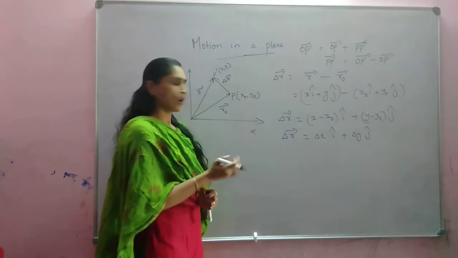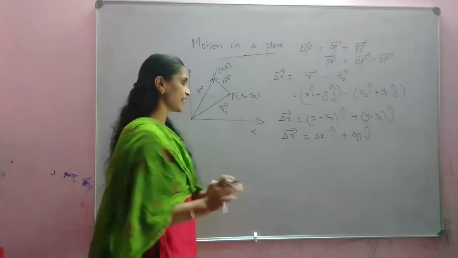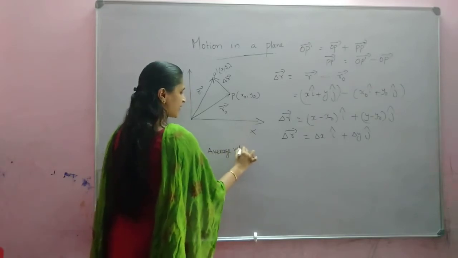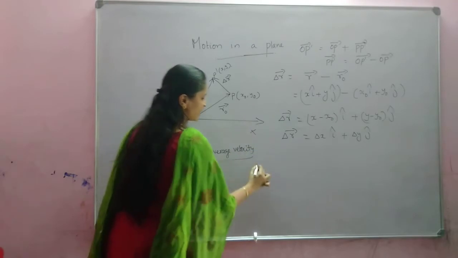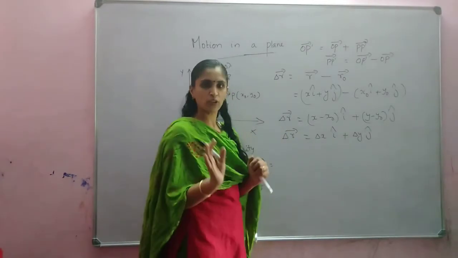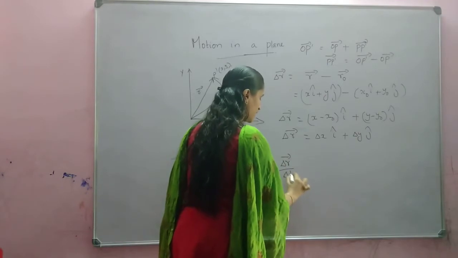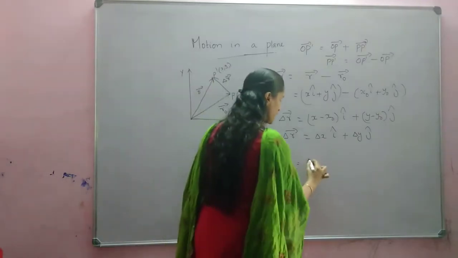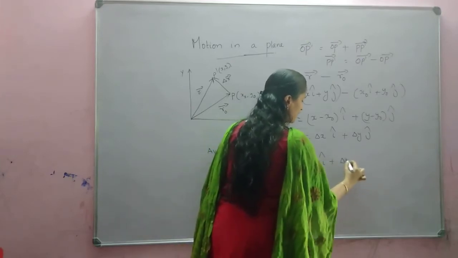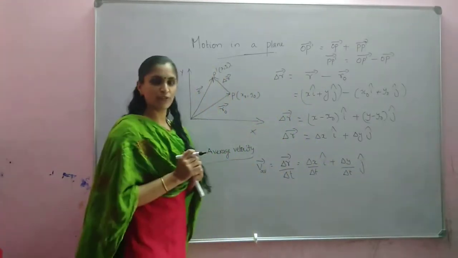Now if we want to find the velocity vector, the average velocity, how can we write it? Very easily, the average velocity vector can be written as total displacement by total time taken. So we can write delta R divided by delta t, or delta x by delta t i cap plus delta y by delta t j cap. So this is the average velocity.